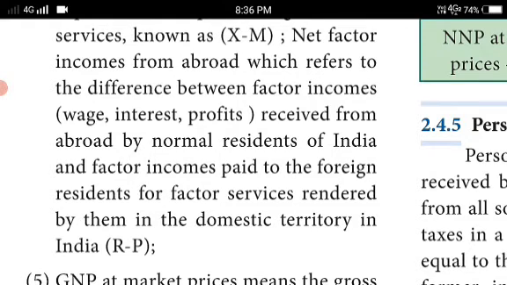Like that, there is factor income paid to foreign residents. Suppose foreign people residing in India send amounts to their country for the factor services rendered by them, which is called paid. So the formula is R minus P. R means received, P means paid. So we have to subtract the paid from the received.